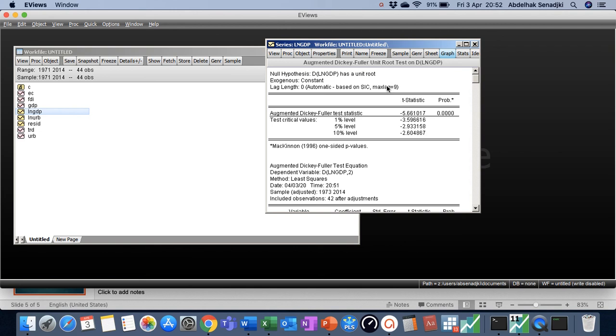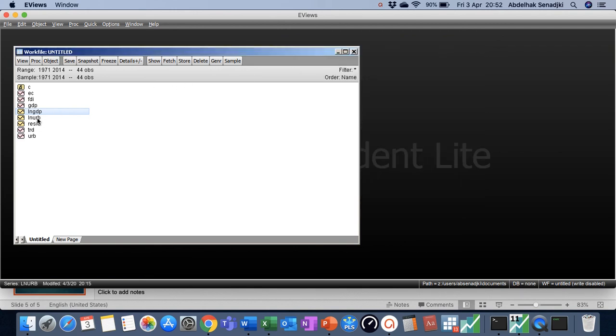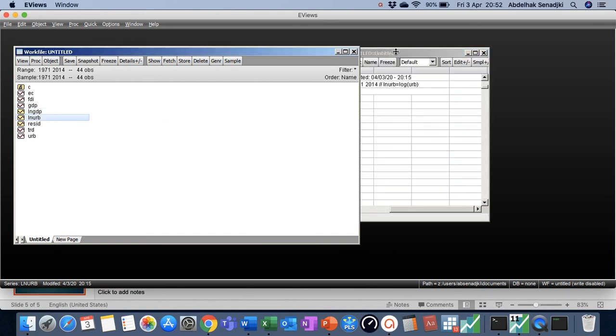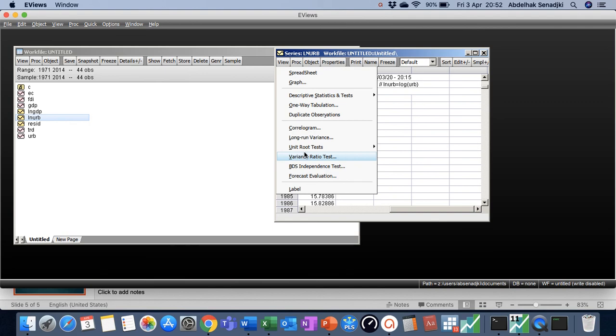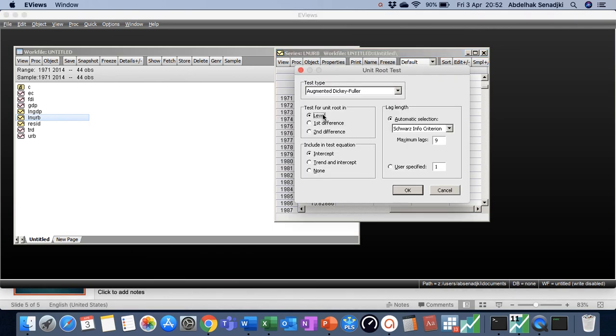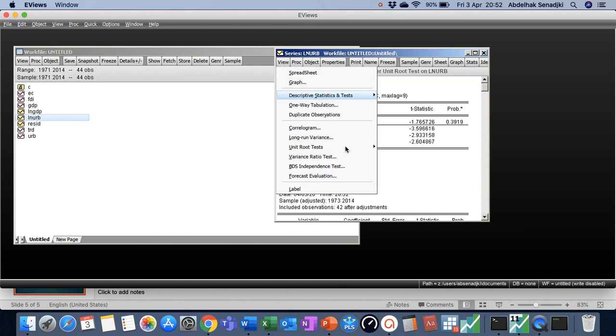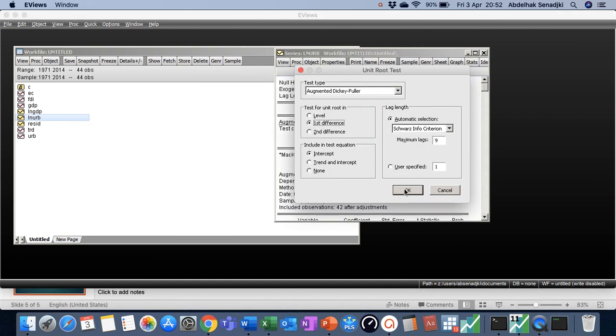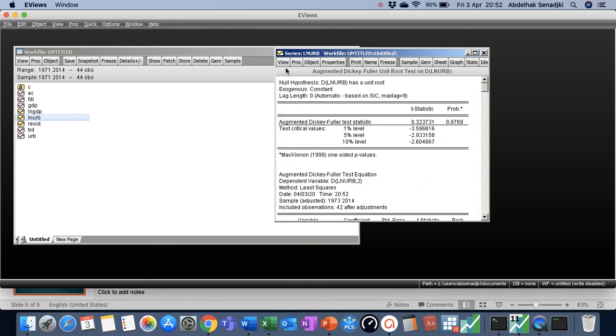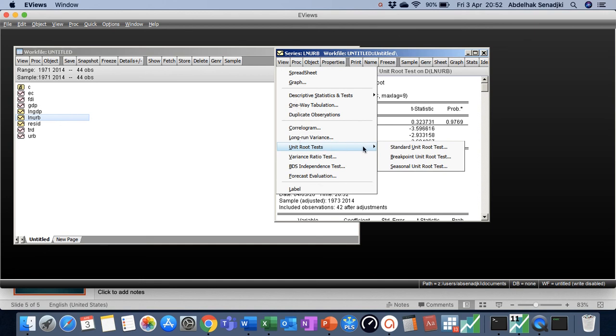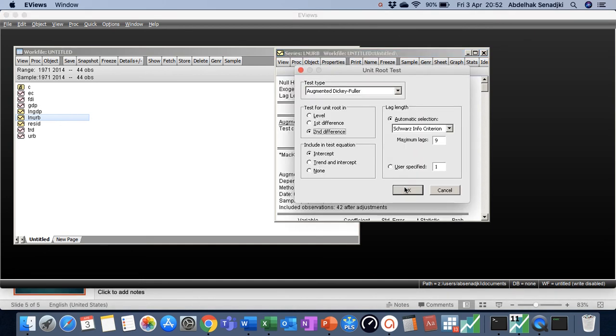So here now we have the second, urban. View, unit test, we see at level, not stationary. Again, first difference, not stationary. Now you see the second difference, stationary. So this means that our maximum lag or Dmax is 2, because GDP is 1, urban population is 2. So we take the maximum, which is 2.